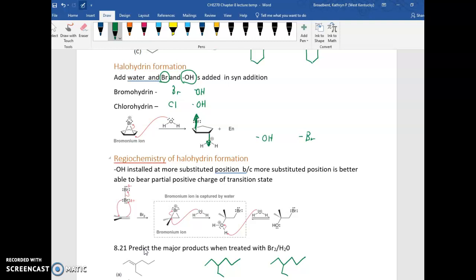So here is our mechanism. The pi electrons attack the bromine, and the bromine attacks the other carbon. We've got a carbon here and a carbon here, and we have a leaving group. So we've got our transition state here, and we're going to need to put a water molecule, not a hydroxy. We're going to be adding water. And this more substituted position is better able to manage having this positive charge nearby.